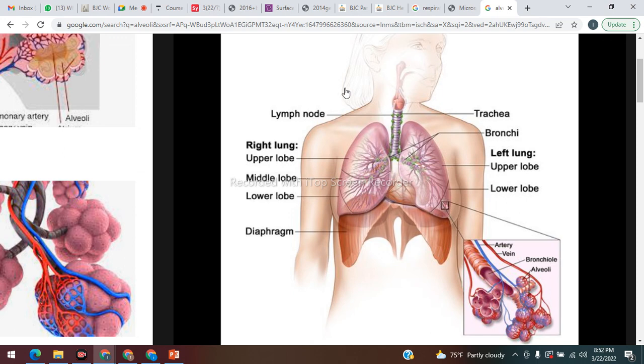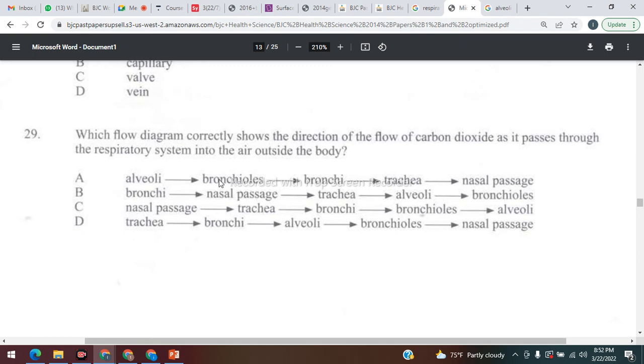So C is when air is coming into the body then? Yeah, C is when air comes into the body. So C is, it goes into the nose, into the trachea, then the bronchi, then the bronchioles, then the alveoli. At first, I thought it was C until I realized it's about going out into the air. You're talking about carbon dioxide, and carbon dioxide is something that you want to come out. So yeah, it can't be C.